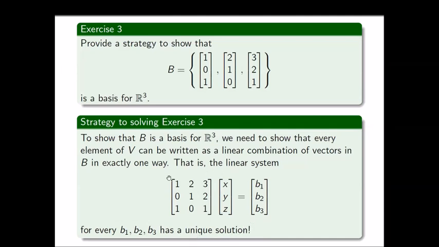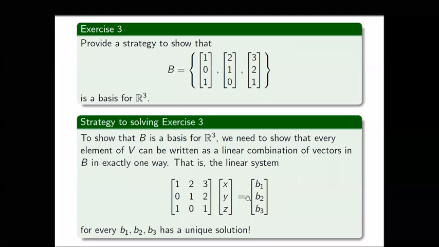So if you're wondering where this equation comes from, note that this is the same as writing x times the first vector plus y times the second vector plus z times the third vector equal to b1, b2, b3. In other words, the linear combination of these three vectors being equal to an arbitrary vector in R3.